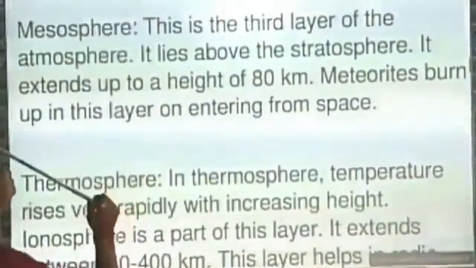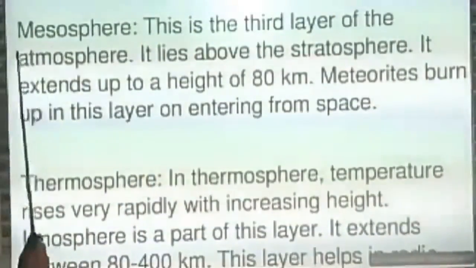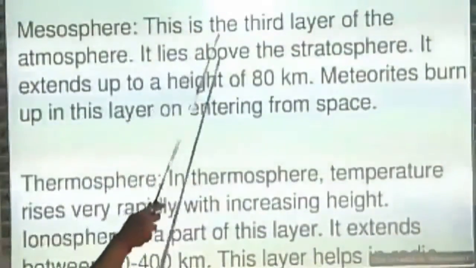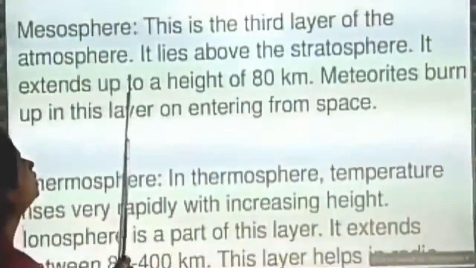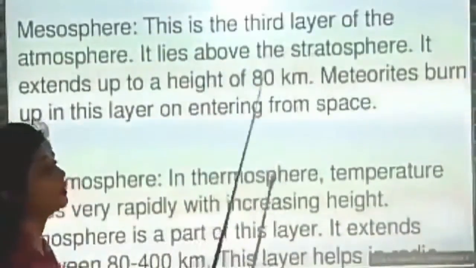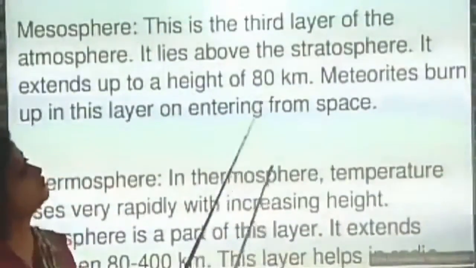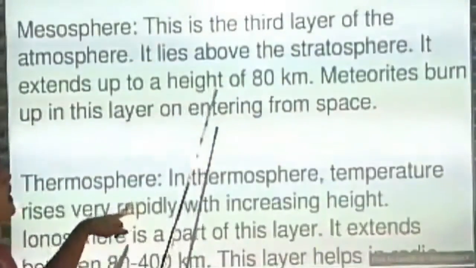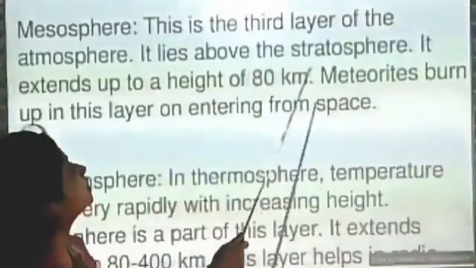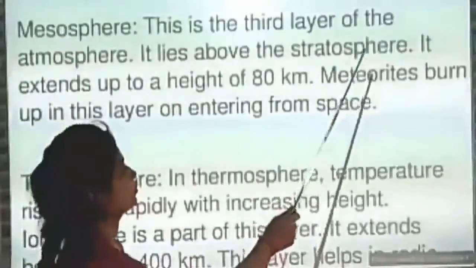Now we are coming to the next layer, that is the mesosphere. This is the third layer of the atmosphere. It lies above the stratosphere. The stratosphere lies above the troposphere, and the mesosphere starts from above the stratosphere.